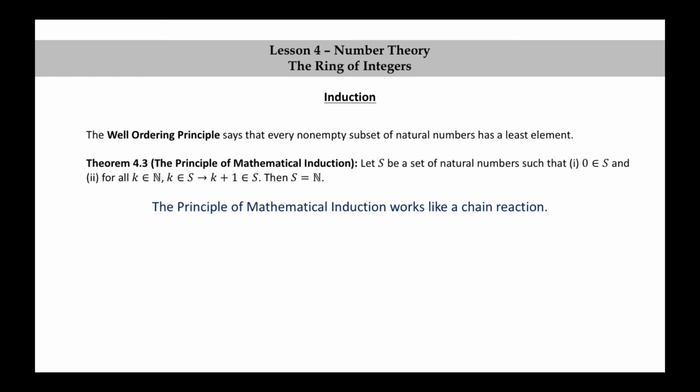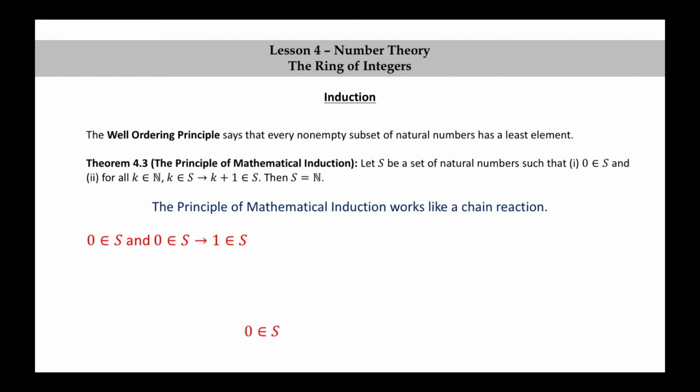Before proving the principle of mathematical induction, let's just talk for a minute about how it works. The principle of mathematical induction works like a chain reaction. So starting with 0 in the set S, which is the first thing that's given in the statement of the principle of mathematical induction, and using the second condition with 0 substituted for k, we have that if 0 is in S, then 1 is in S.